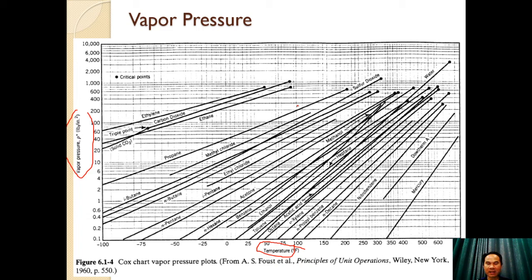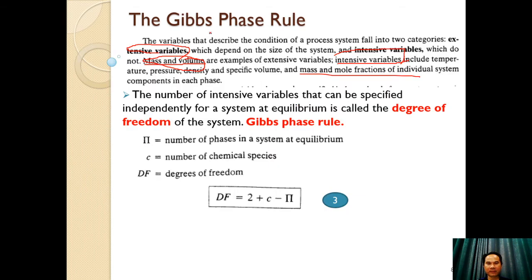For example, how do we calculate the degree of freedom? We calculate it as equal to 2 plus C minus pi, where C is the number of chemical species and pi is the number of phases in the system at equilibrium. This is important because if we would like to know some variable, you have to know at least the degrees of freedom, which talk about the intensive variables.